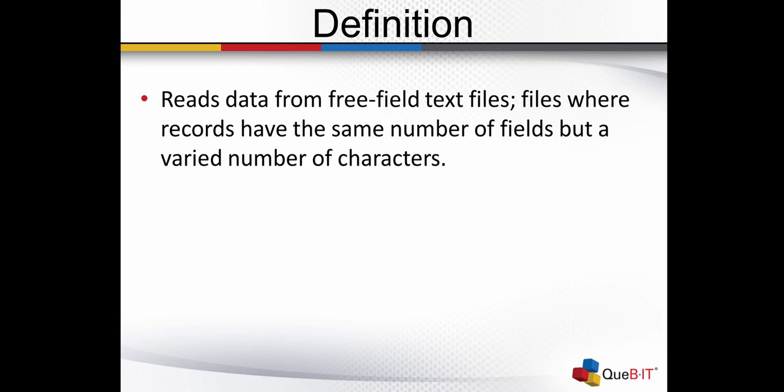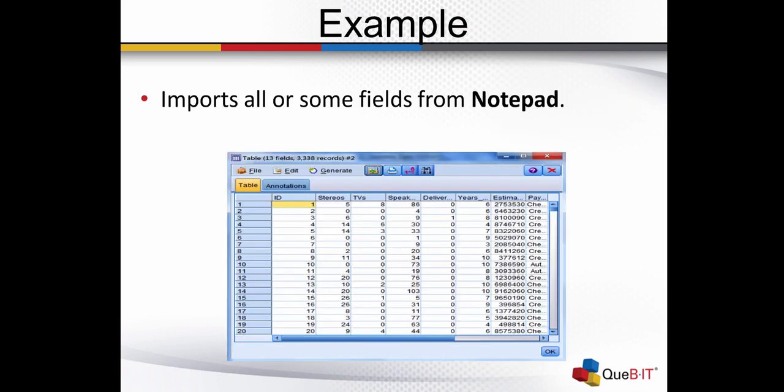These are files where records have the same number of fields but a varied number of characters. They're also known as delimited text files. As an example of what the Var File Node does, because it's a source node, it allows you to import all or some fields from a particular source. In this case, the source is typically going to be something like Notepad or WordPad or potentially even Excel.